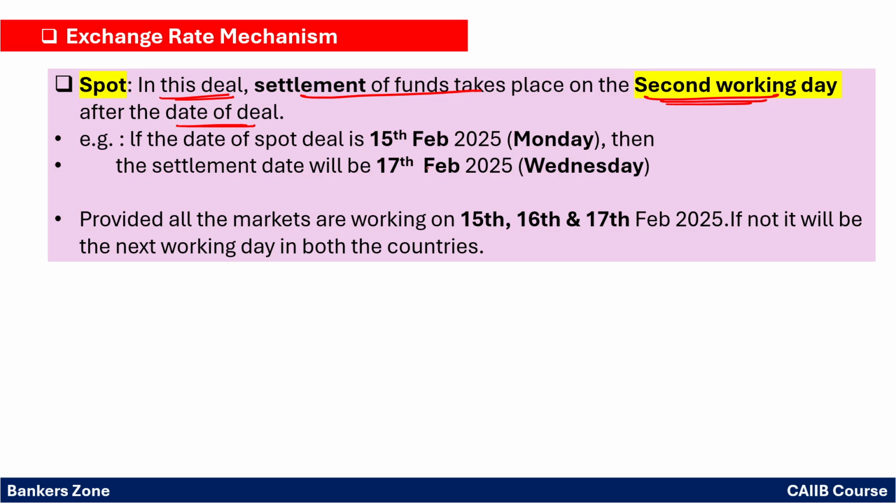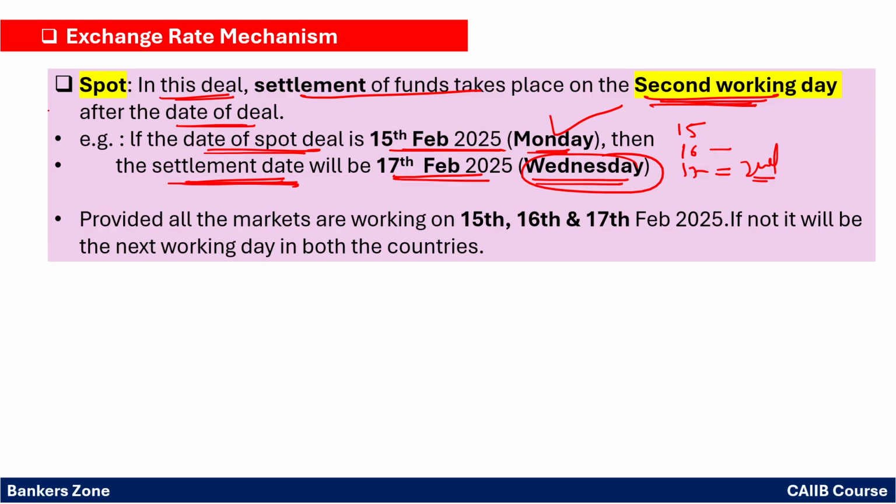For example, on 15th February, Monday, you entered into the contract. That is the date of the deal. Now, settlement will happen on the second working day. That means 15th you entered, 16th is the first working day and 17th is the second working day, right? So 17th February will be the settlement date. Such a contract is called the spot basis. Monday you enter into the contract and the day after tomorrow, Wednesday, there is a settlement. That is called the spot basis.